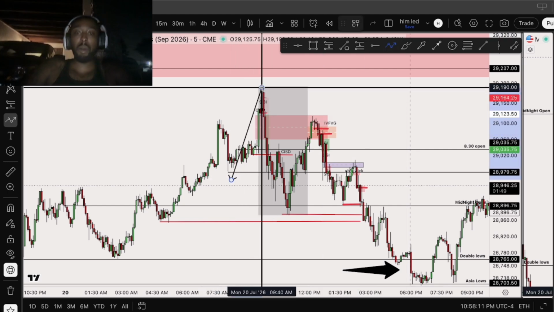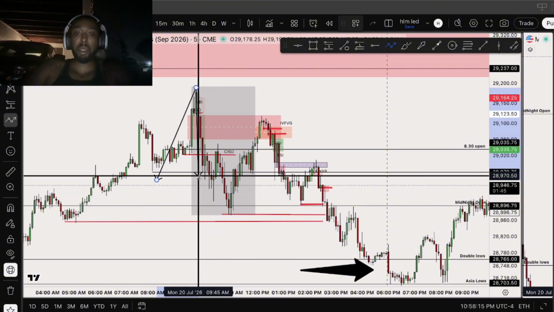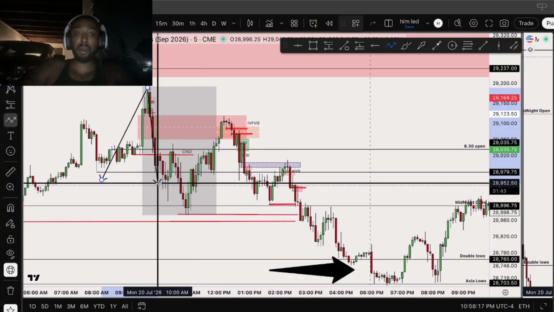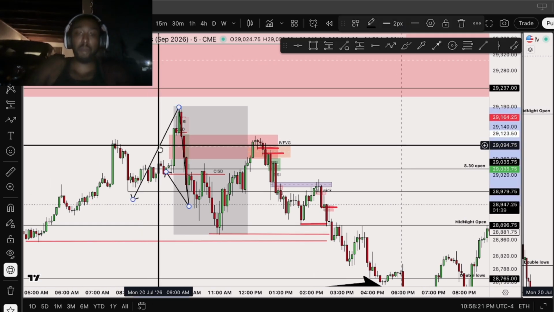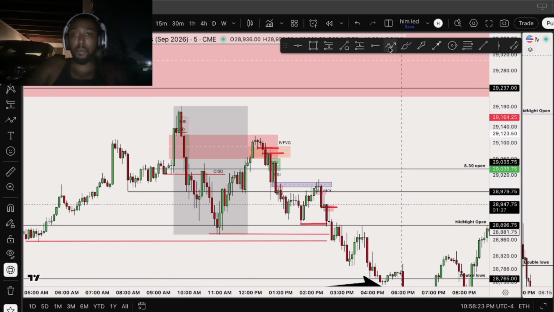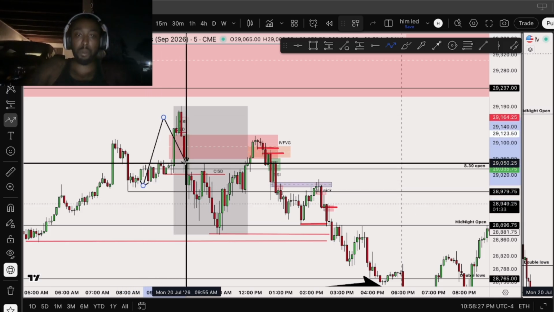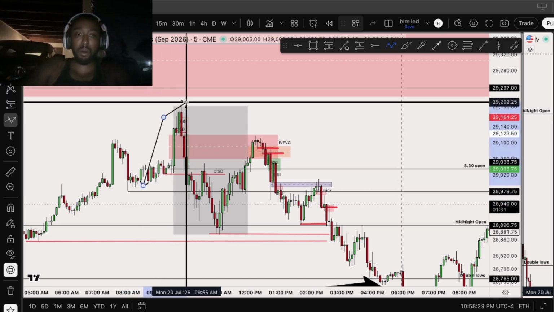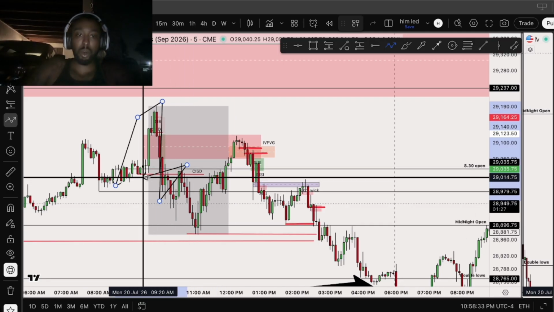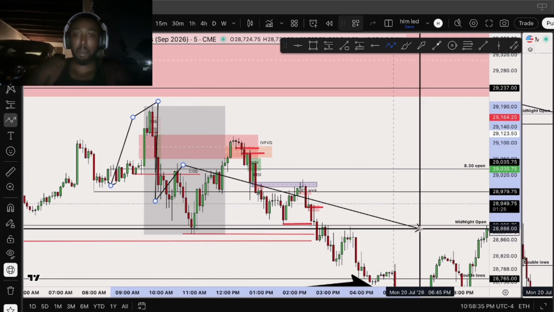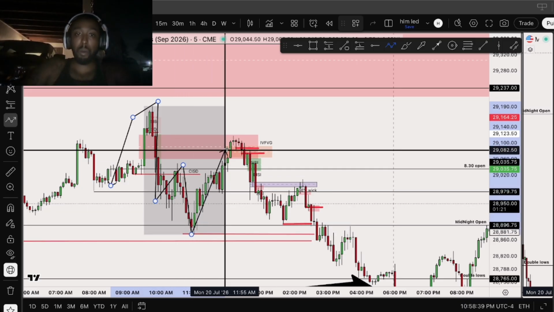So we go up, we sweep internal buy side, immediately disrespect the opposing fair value gap right here, which is this fair value gap here. We didn't get to it. We touched the order block, then displaced to the midnight open. That's a lot of points you could have caught. Then we pulled back up.